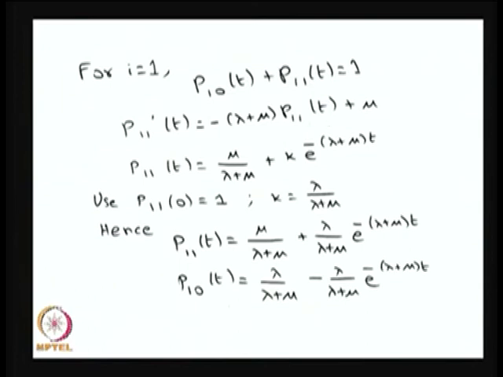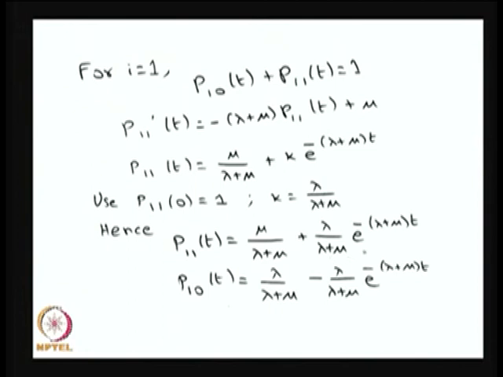Now, I have to solve this differential equation. The unknown is P11 of t. I have to use the initial condition P11 of 0 is equal to 1. Using that I will get P11 of t is equal to mu divided by lambda plus mu plus some constant k times e power minus lambda plus mu times t. That constant I can find using this initial condition. Therefore, k is equal to lambda divided by lambda plus mu. Substituting this in the equation, I will get P11 of t.